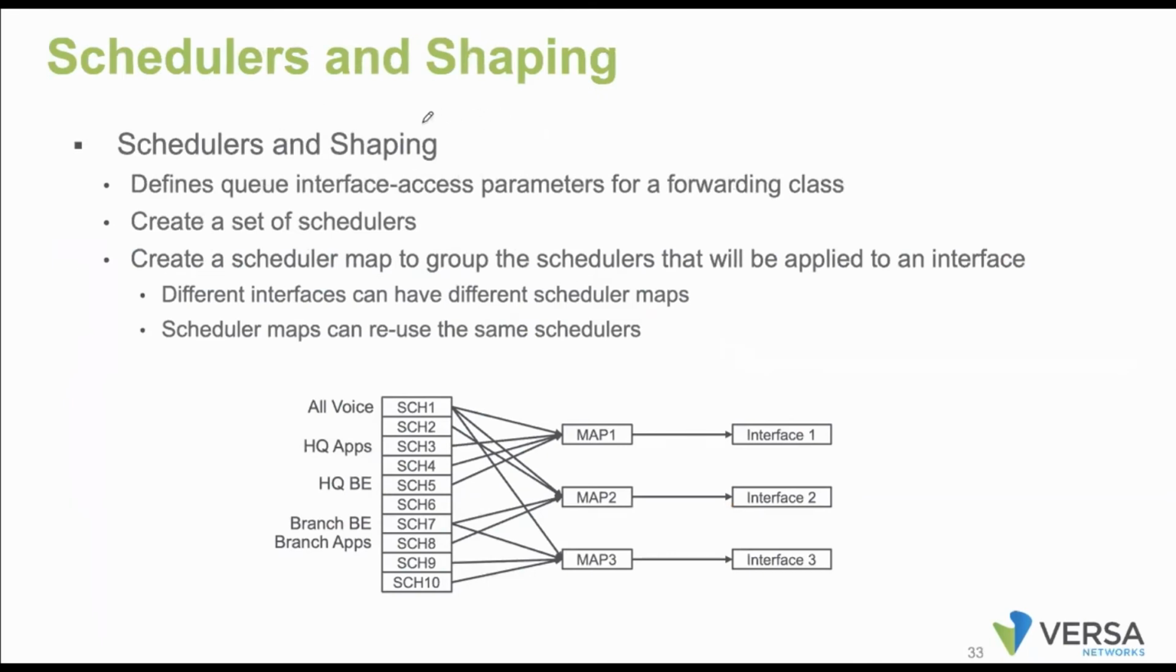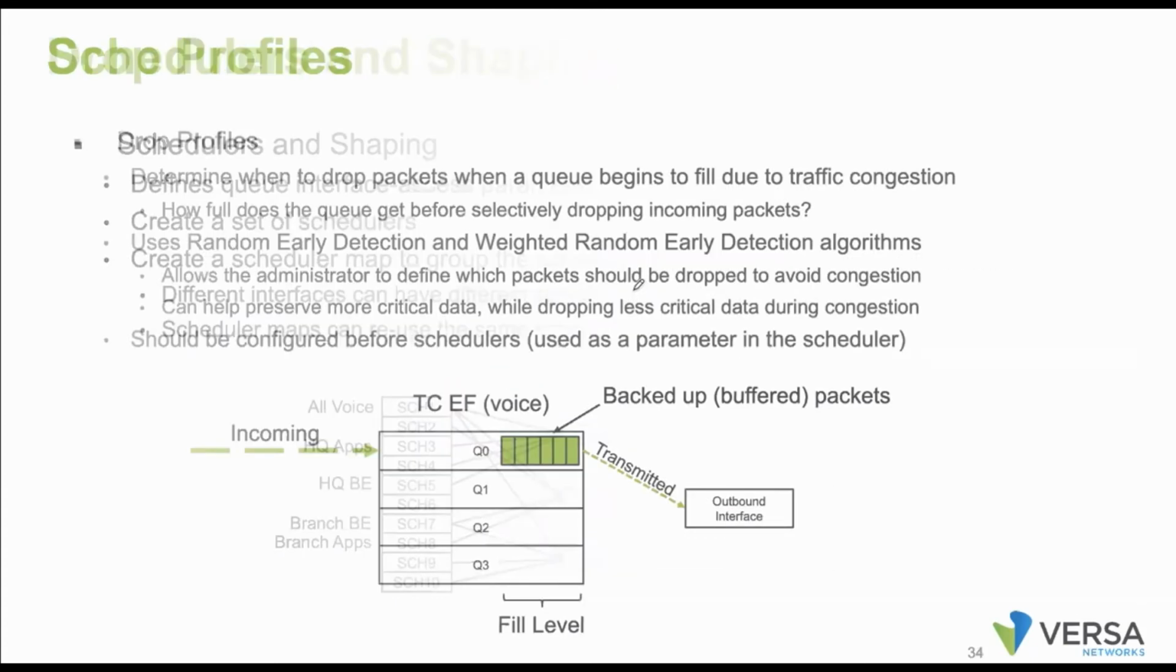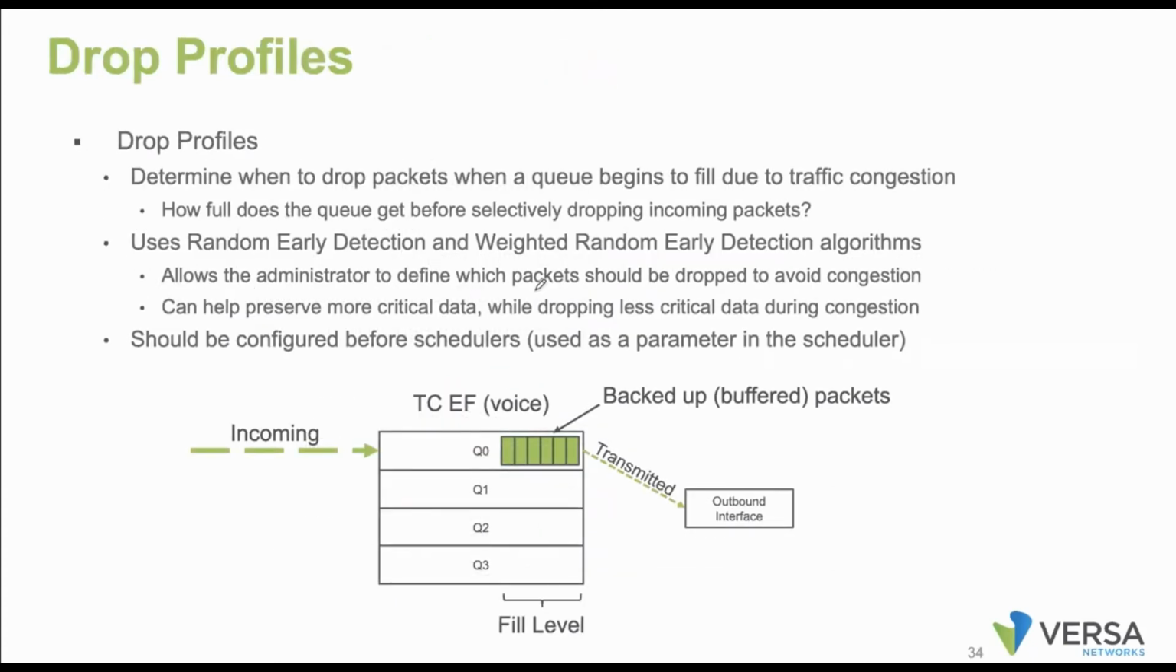Right, so coming to the schedulers and then the shaping values. We are going to create the schedulers. We'll try to apply the schedulers to the traffic classes with the help of the scheduler maps. And at the interface level, we are going to apply the scheduler map to the interface. Right, how do you create the schedulers? There are so many options in the schedulers. The first option is the drop profile. Okay. So what is this drop profile? The drop profiles, or the WRED, weighted random early detection.